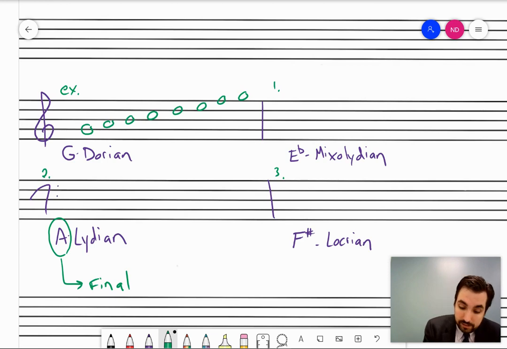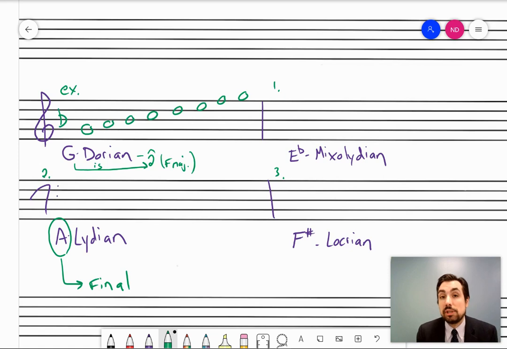Now, Dorian is a mode that is built on scale degree 2. So now the question is, G is 2 in what key? If it's Dorian, it means it needs to be re to re, 2 to 2. And if it's G Dorian, I want to know the scale in which G is 2. And that is in F major. So that means I put the key signature for F major at the beginning of the line, which is 1 flat, and I'm done. That's G Dorian, G to G in the key of F.